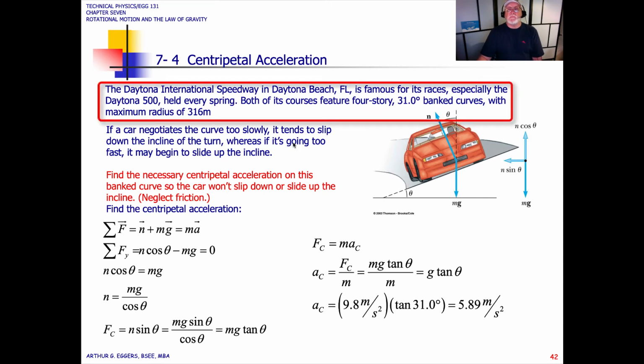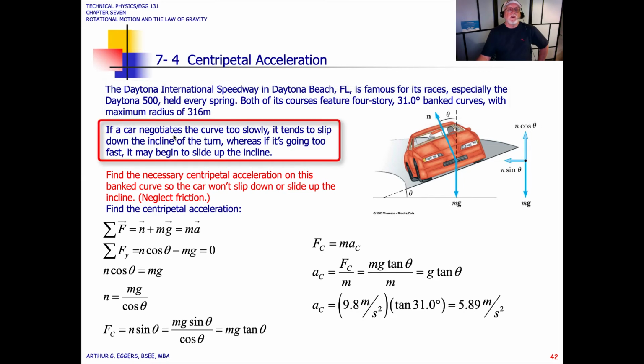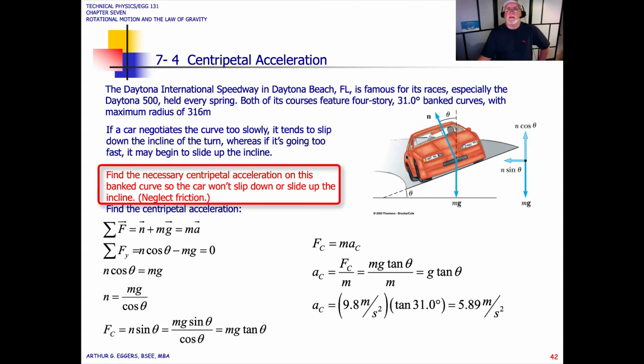So now, instead of a flat surface, let's look at a banked surface. The Daytona International Speedway in Daytona Beach, Florida, is famous for its races, especially the Daytona 500, held every spring. Both of its courses feature a 4-story, 31-degree banked curve with maximum radius of 316 meters. If a car negotiates the curve too slowly, it tends to slip down the incline of the turn, whereas if it's going too fast, it may begin to slide up the incline. So it's a balancing act.